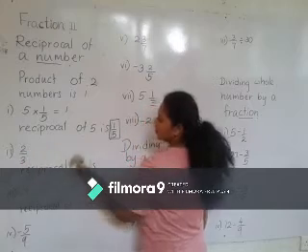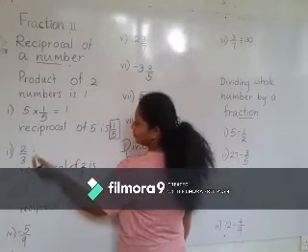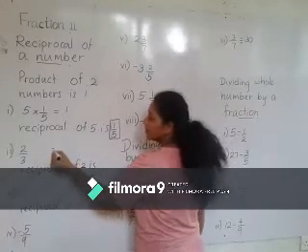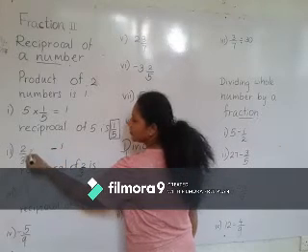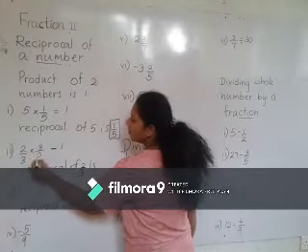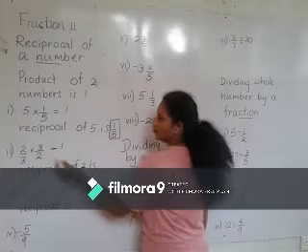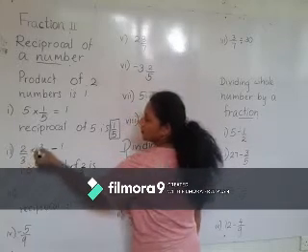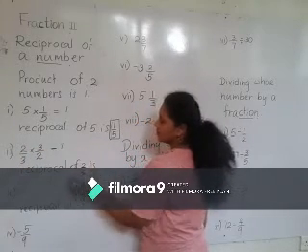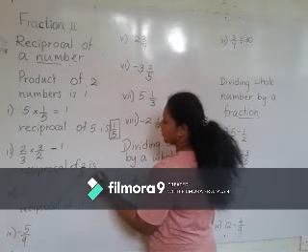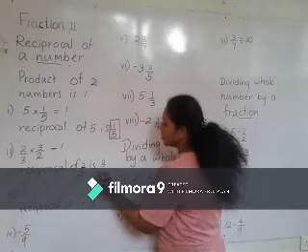So 2/3 is here. Then to get the answer as 1, we must write 3/2. 2 cancels, 3 cancels. Then 1 is the answer. So the reciprocal of 2/3 is 3/2.